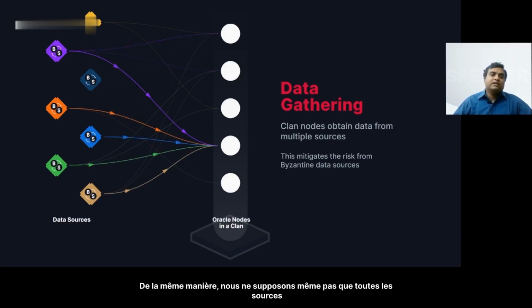Now, similarly, we do not even assume that all the data sources are reliable. Maybe some of them could crash, some of them may get a technical glitch, or in general, they can be Byzantine. And that's why it's important that even for a node, the node has to listen to multiple data sources. So at Supra, what we mandate is that this mapping between data sources and nodes is done by a verifiable random function.